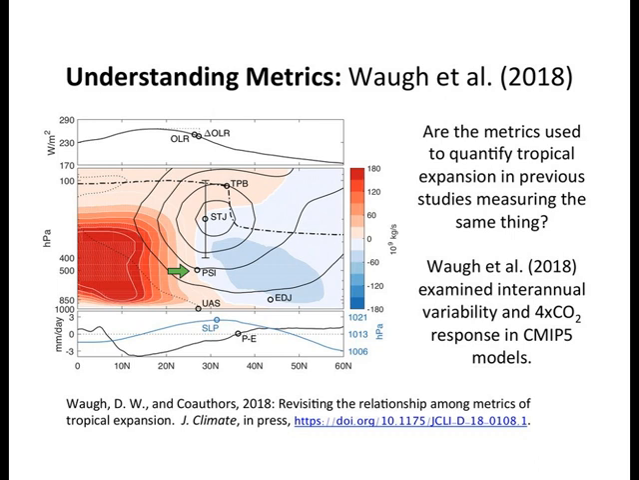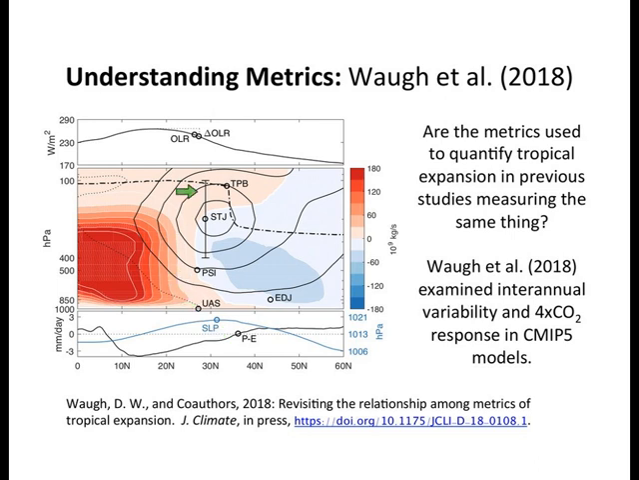A number of studies have looked at things like the surface wind field, the transition between tropical trade winds and mid-latitude westerlies, looking at the subtropical highs, and looking at the edges of the dry regions, where net evaporation transitions to net precipitation.